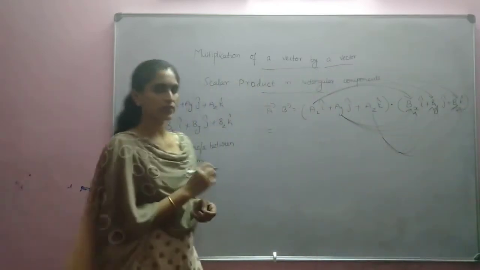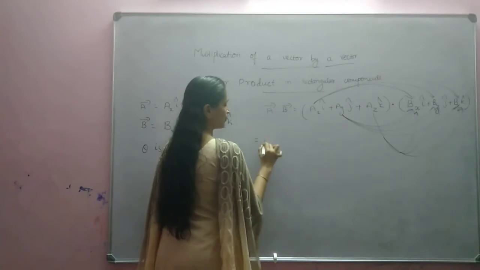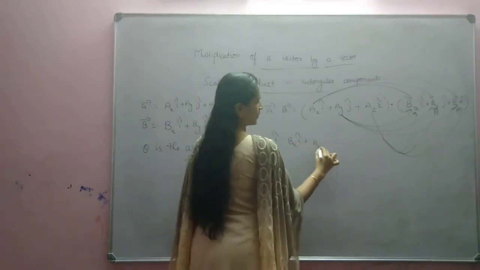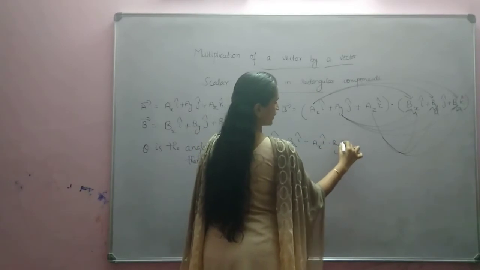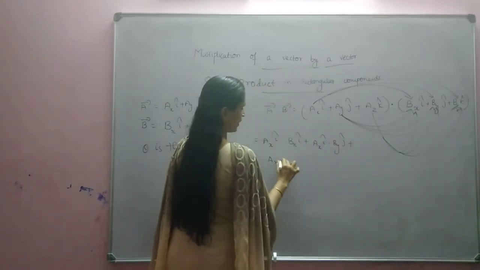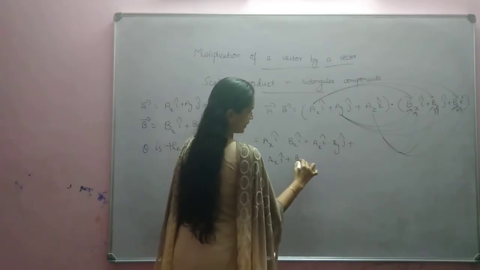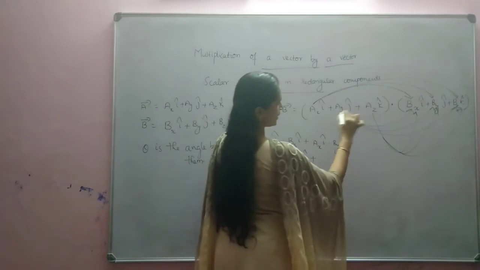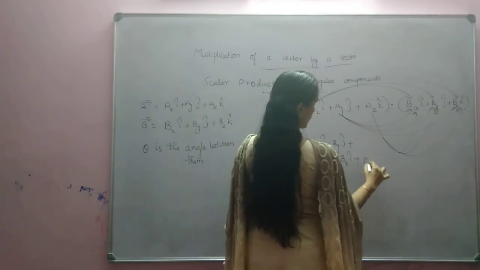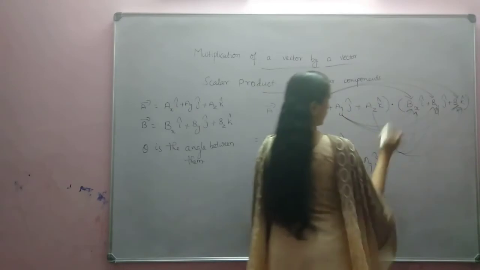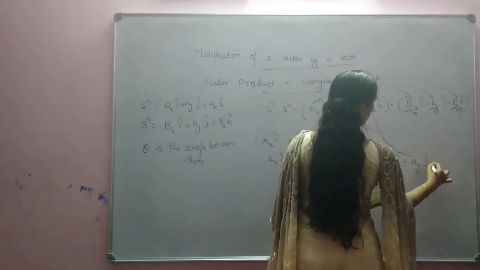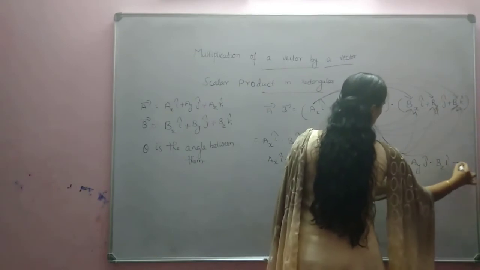Okay, so what we have to do now is write Ax i dot Bx i plus Ax i dot By j plus Ax i dot Bz k, plus next Ay j dot Bx i plus Ay j dot By j plus Ay j dot Bz k. Plus, not over, 9 terms we have to get.